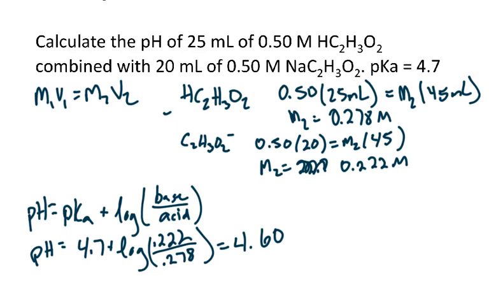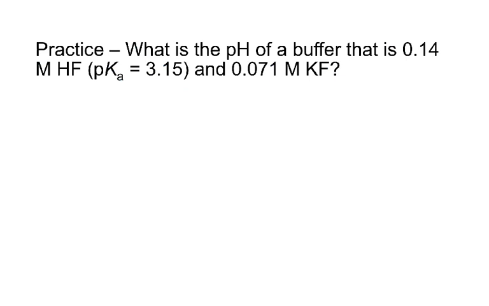Now that should make some sense. The pKa is equal to the pH when the two concentrations are equal to each other. So when you have equal amounts of acid and conjugate base, your pH will equal your pKa. Here we have a little bit more acid than we do base, so it makes sense that our pH is a little bit more acidic than our pKa value. That's a good double check for you.